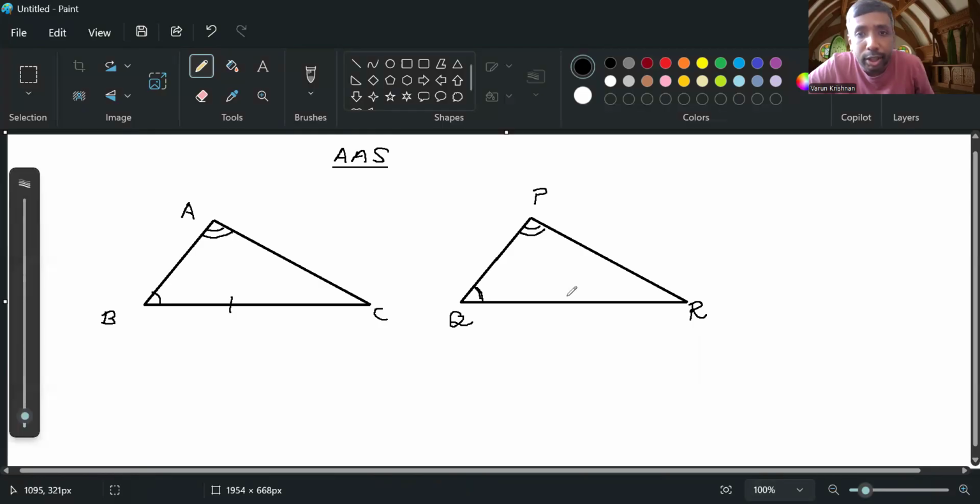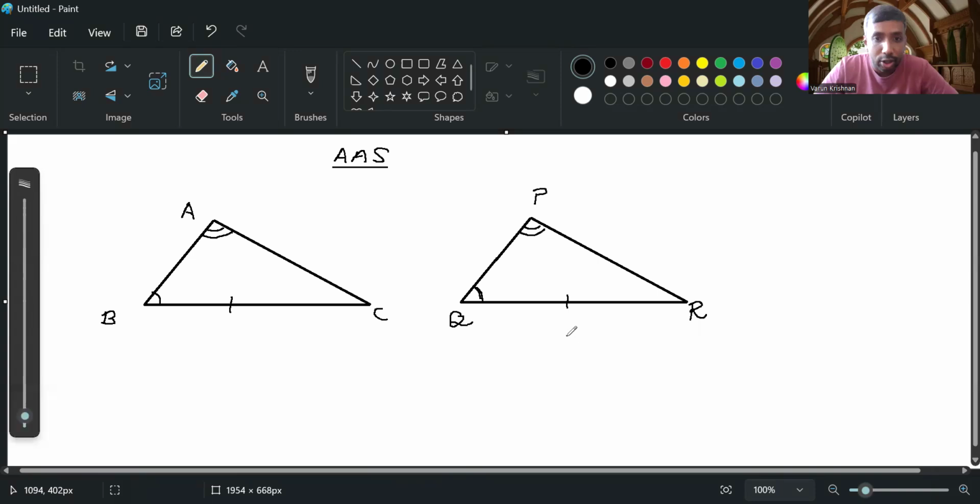Even if you prove that BC and QR are the same length, then these two triangles are congruent by SAA congruency. So it doesn't matter whether the two angles on one side are in a particular sequence or not, as long as in both the triangles, the sequence of the two angles on the one side are in the same order, the two triangles are congruent.